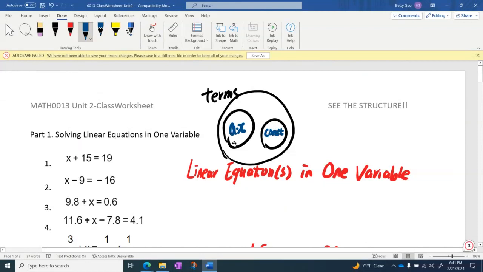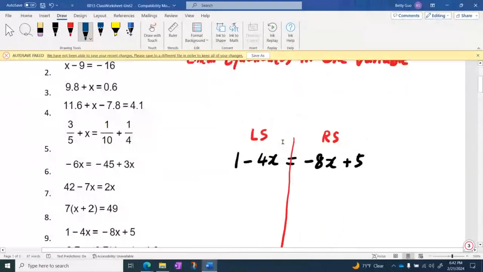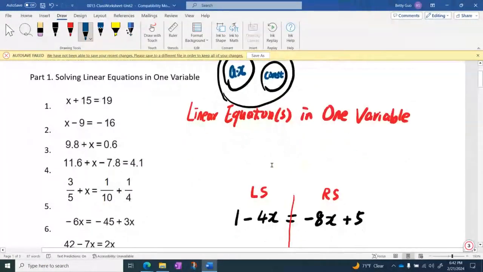And a times x is a variable term because it has a variable in it, right? Compare with the constant term. A times x: a is the coefficient, a number. x is the variable. A times x is a variable term with coefficient a. So, variable term and constant term. Remember that. In the first 3 chapters, we only need to deal with these 2 types of terms. Okay, now, if you remember that, answer me this question.